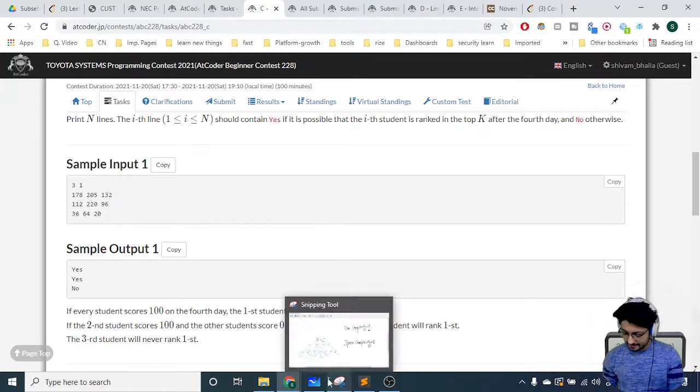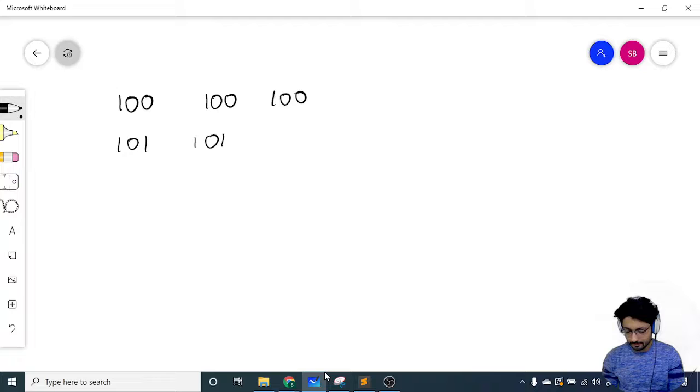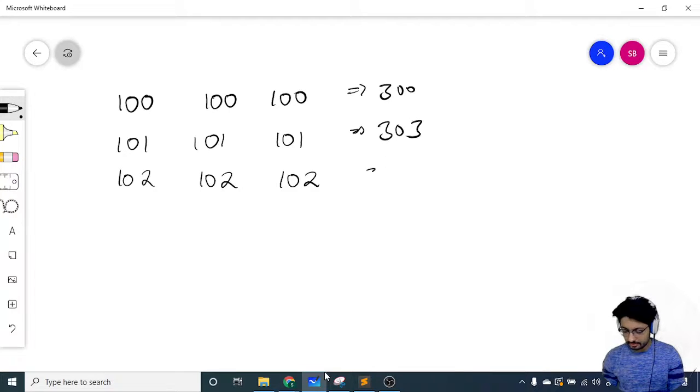Now what you can easily understand is, let's take an example where some students have scores like 100, 100, 100. The second student will get 101, 101, 101, and the third 102, 102, 102, just for simplicity. The total for the first is 300, the equivalent for the second is 303 and for the third 306.